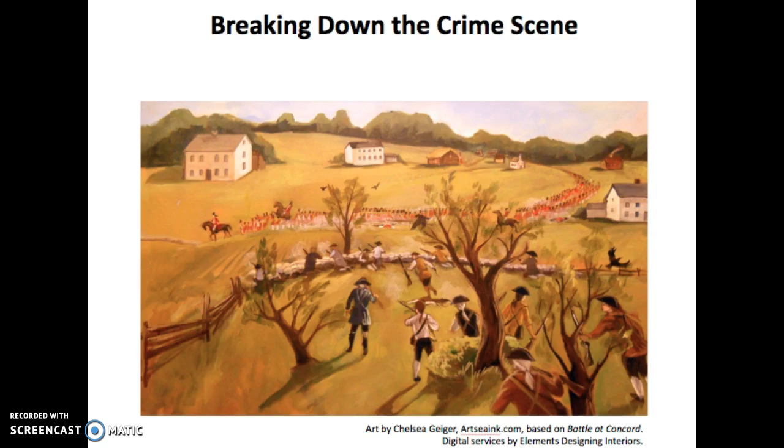So in your packet, after the breaking down the crime scene questions, you can reference the black and white painting to get a closer look, or you can rely heavily on this video. All right. By now, you should feel pretty secure having answered the questions I'm looking for on resource sheet number 1.